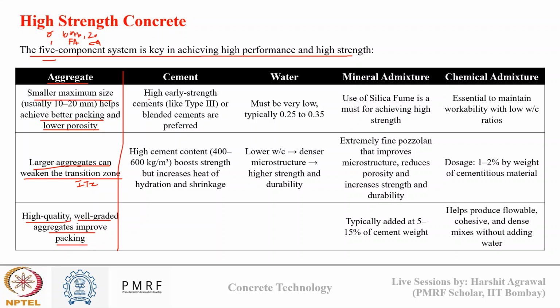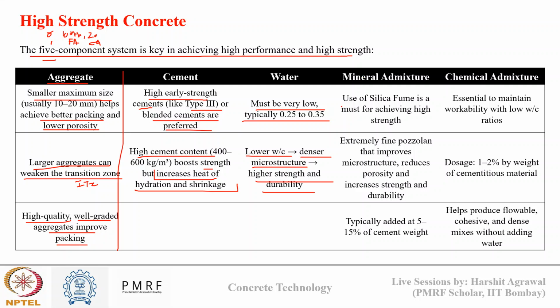In terms of cement, we need cement which has a high early strength, like type 3 ASTM cement or blended cement. They are preferred for such high strength concrete, and we use high cement content to boost the strength. But with high cement content, there can be a risk of increased heat of hydration and shrinkage also, that we need to control. For water, we must keep it very low, typically 0.25 to 0.35. A lowered water to cement ratio results in a denser microstructure, which helps in higher strength and durability.